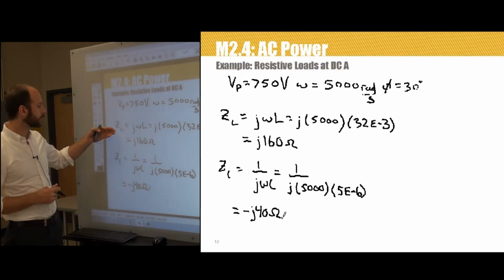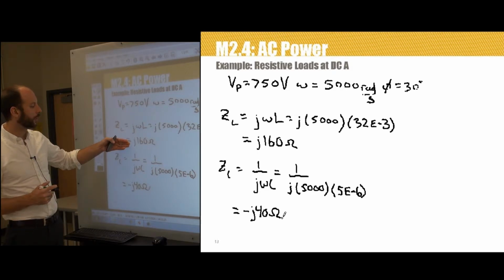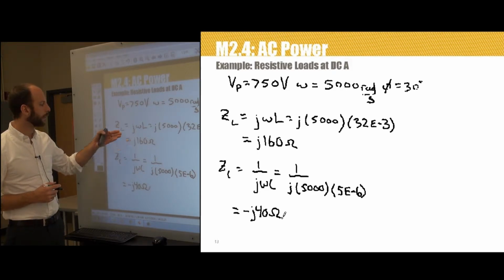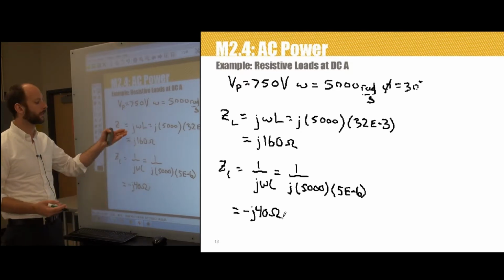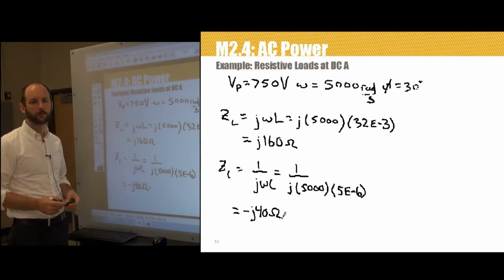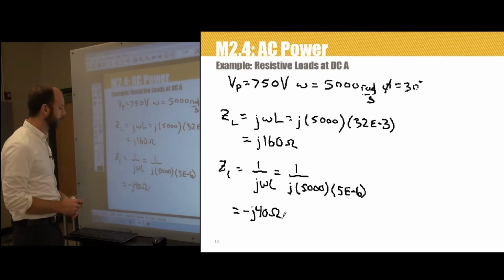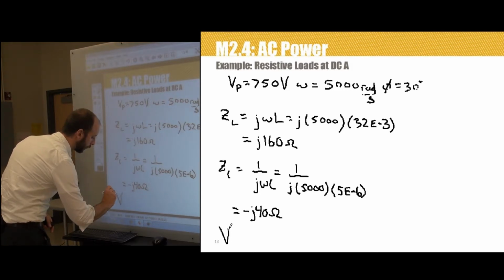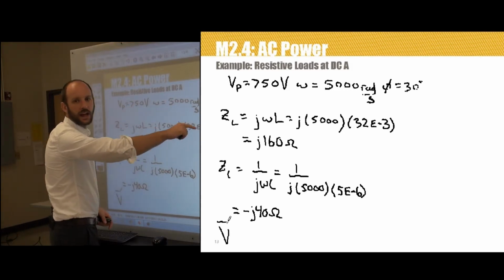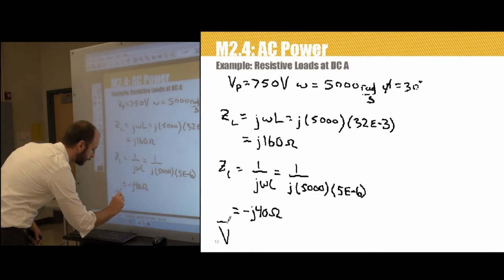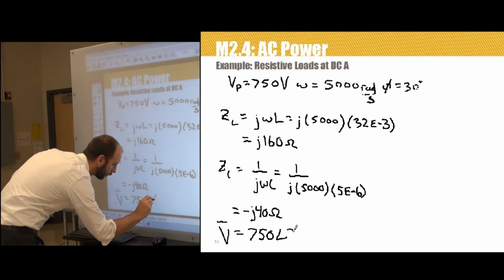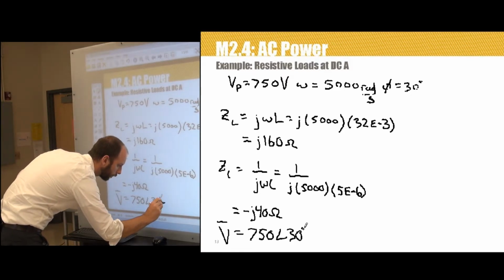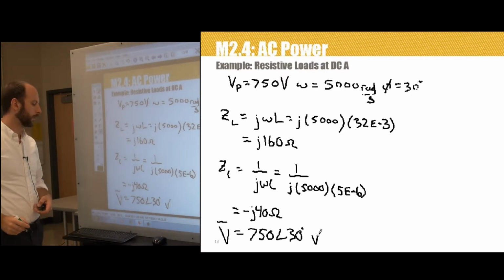Confirming our suspicions about engineering circuits in the frequency domain, inductors should have positive reactance, capacitors should have negative reactance. If it didn't come out that way, maybe you made a mistake, so it's a good sanity check at this point. The phasor transformation of the voltage is really easy. The voltage is just 750 at an angle of 30 degrees. Right, so not too difficult there.